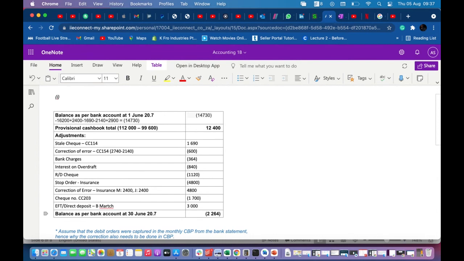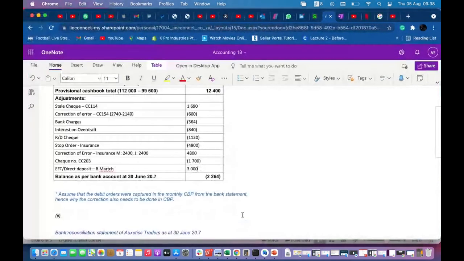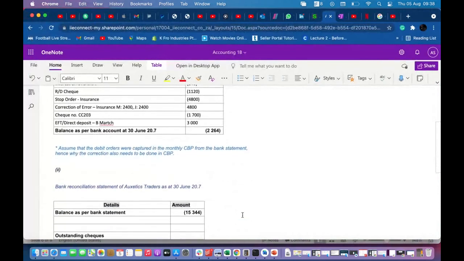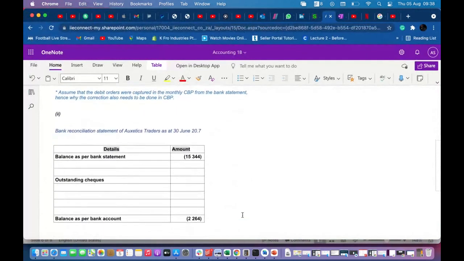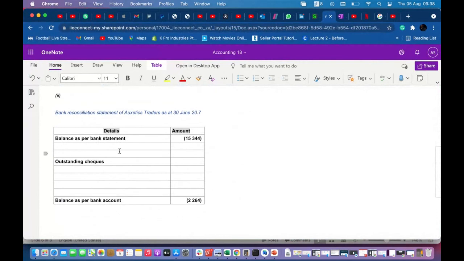Now, if you do the maths, you should arrive at this total here, 2,264. So that's the bank balance, the correct bank balance for the month of June. Very different type of question, but you're doing the same thing. Then the next thing they wanted us to do is to do the bank reconciliation. Simple stuff. We're now just inserting the information that we labeled as BR.